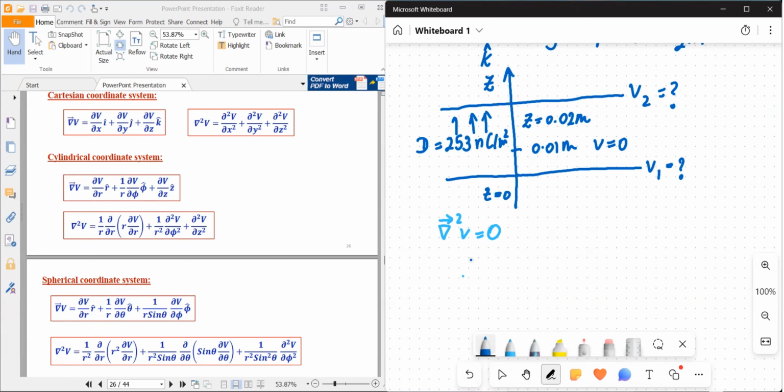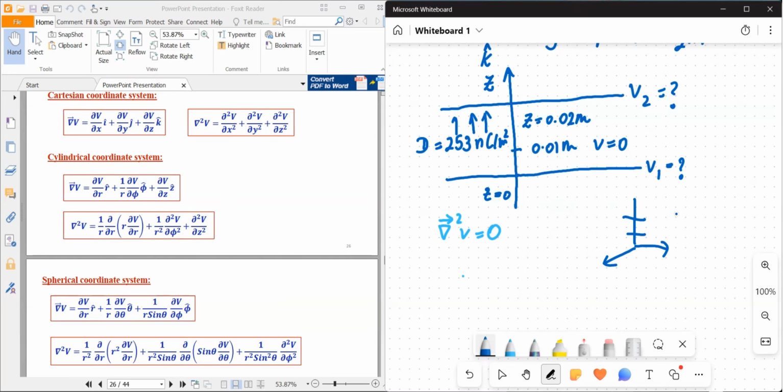Cartesian coordinate system or a cylindrical coordinate system or a spherical coordinate system we can use in this situation. Yeah, so in this situation, we can use the Cartesian coordinate system because in a Cartesian coordinate system, we have x, y, and z components. So we have a change in the z direction. So we can use a Cartesian coordinate system.